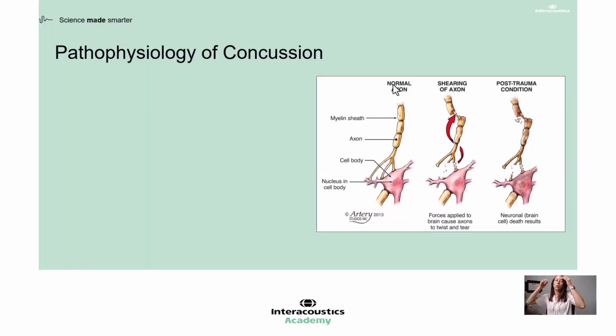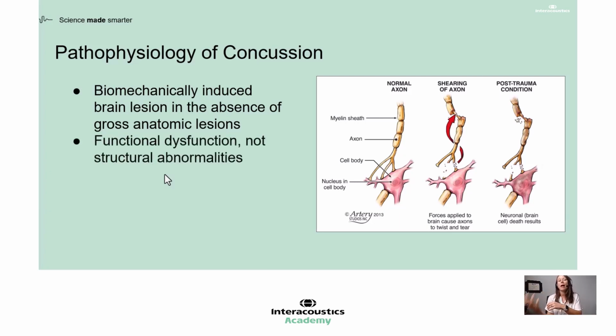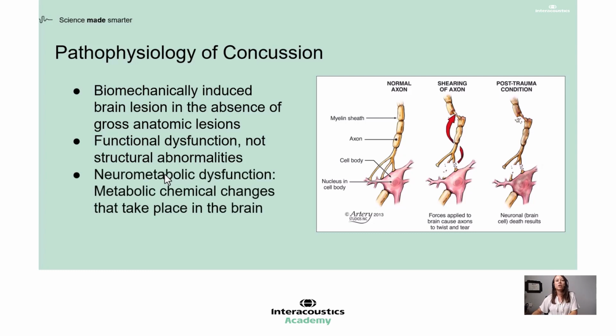There's a lot of theories, of course, with what's causing the pathophysiology behind the concussion, but really it's all at the axon level. So some describe it as a biomechanically induced brain lesion in the absence of any anatomical lesion. So it's something that you wouldn't necessarily see on the MRI. There's no structural evidence of this injury, but you see functional changes to the brain. And some describe it as a neurometabolic dysfunction because of these chemical changes that take place in the brain due to the axon damage.